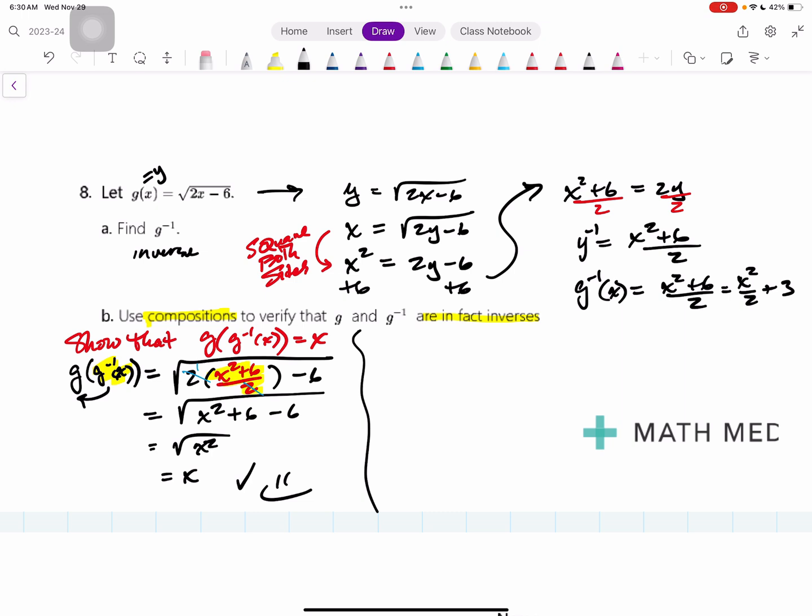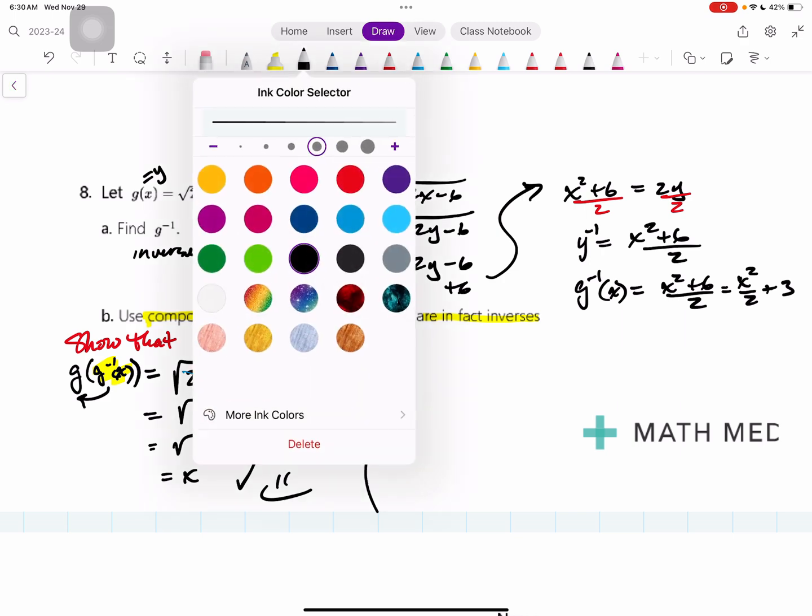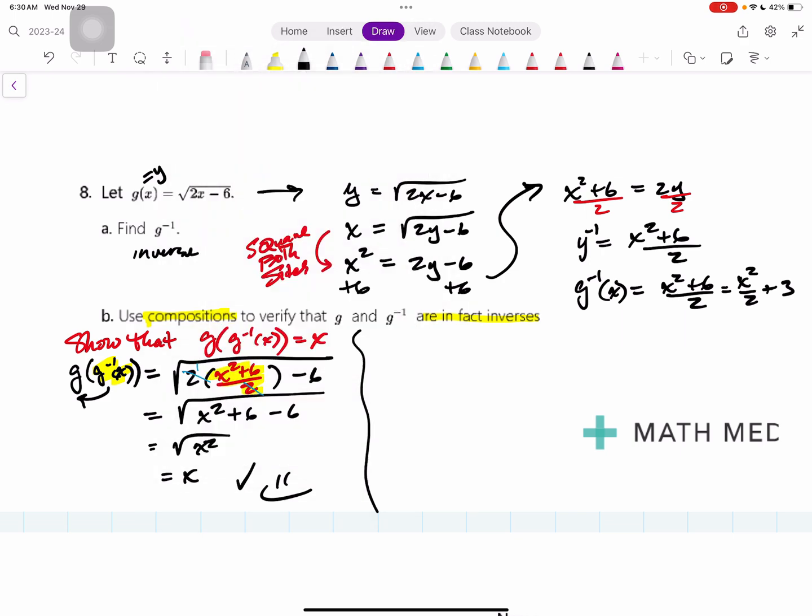Okay, you had to show that when you substitute the inverse in the original function, you get the original variable. And the reason why is because the inverse sends the range value right back to the original value, which is x. That's why you always get x when you substitute an inverse into the function, or vice versa, because it sends it right back to the original value every single time, right?